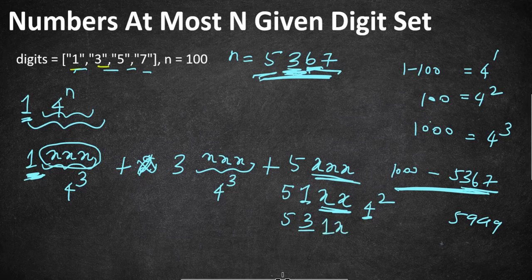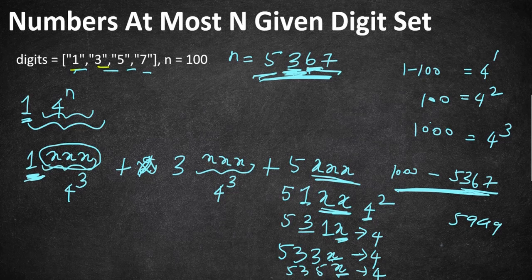So it could be 1x, and 5, 3, 3x, and 5, 3, 5x, and the other number is 7, which is greater than 6, so we can't fix it. So this x can be again 4 other digits, 1, 3, 5, 7, and this x can be again 4 digits, and this x can be again 4 digits. So this will give you 4, 4, and 4. So we have covered all the cases for this number.